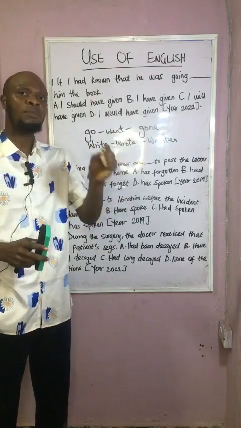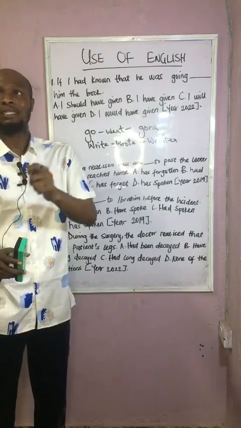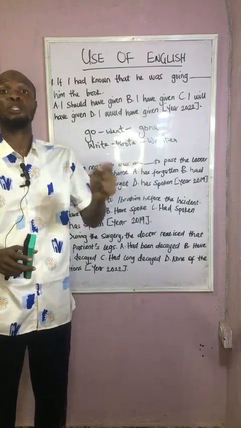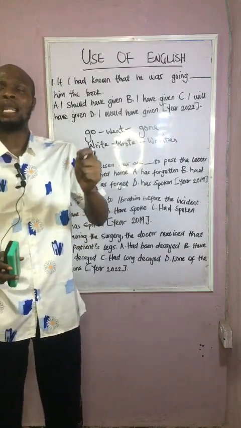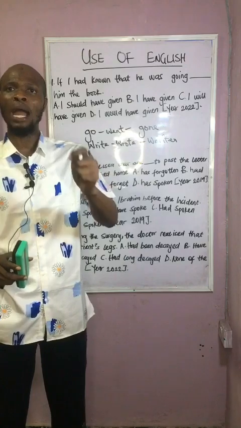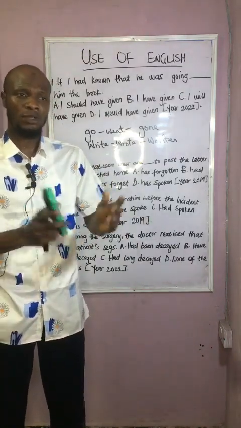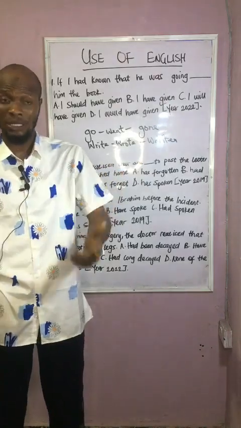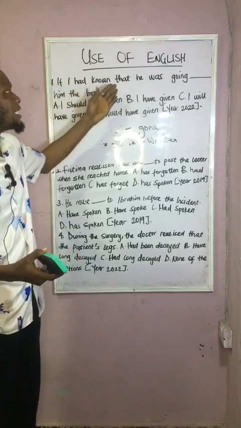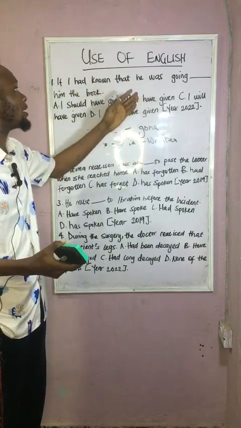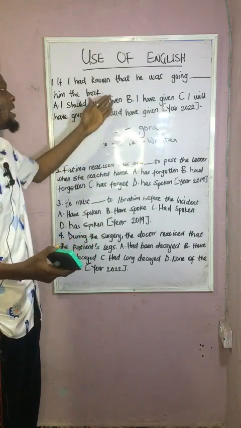As such, had is preferred to has and have. The same thing applies in reported speech. You will identify a reported speech if you have lexical items like asked, opined, among other words. That is the first thing I will demystify, and I have done that. Let's now rush to these questions. Number one: If I had known that he was going dash in the book. Here we have: I should have given.